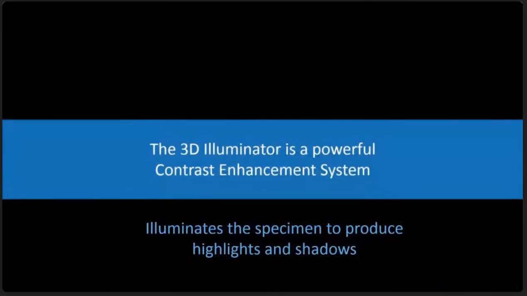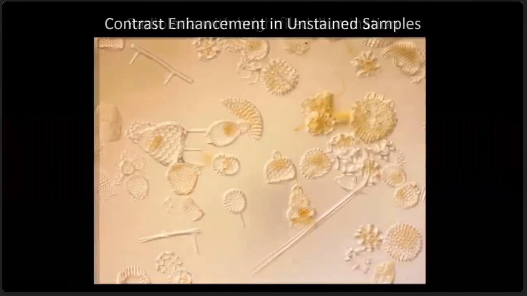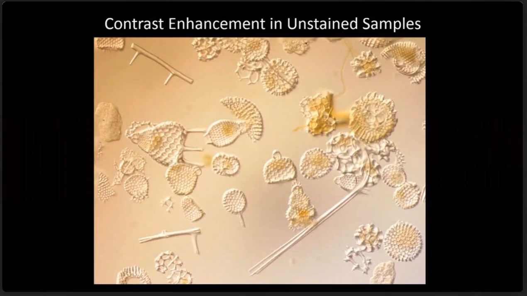So let's look at this. The first thing is, it's a powerful contrast enhancement system. And this is really important because it produces highlights and shadows on specimens that allow you to get better visibility, allow you to see it where otherwise you couldn't really see very much. So let's look at this radiolaria with bright field. This has got all four lights on it, basically one standard. This is a bright field image, and you can barely see what's happening. But look what happens when you turn one single oblique light on from the northwest. Now all of a sudden, wow, it's like night and day. Now you can see every little bit of these little microorganisms with good contrast, and the stacking gives you incredible depth of field.